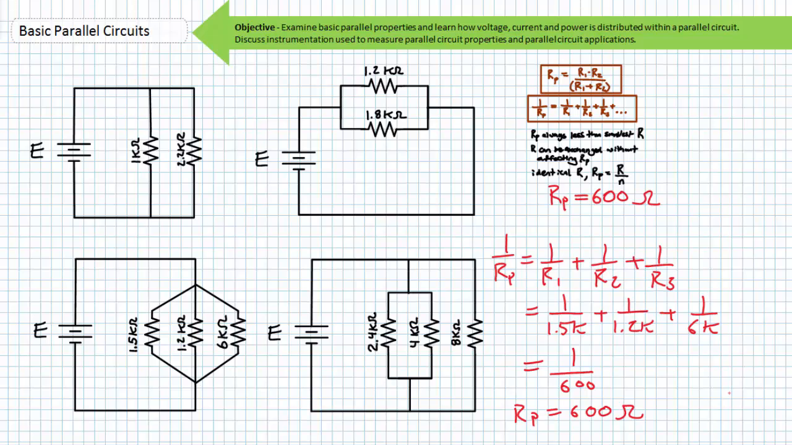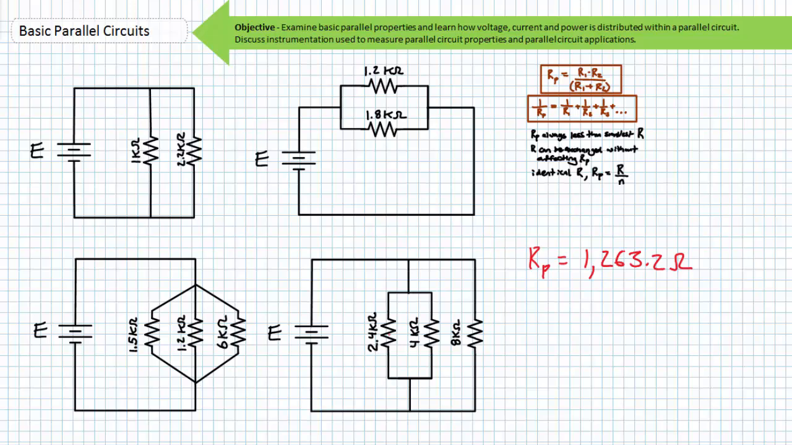In this spirit, you're on your own for our last combination of 3 parallel resistors in the lower right-hand corner. If you've done it correctly, you should have gotten close to 1,263.2 ohms. If you're getting 791.7, you did the sum of conductances formula and you did it wrong.